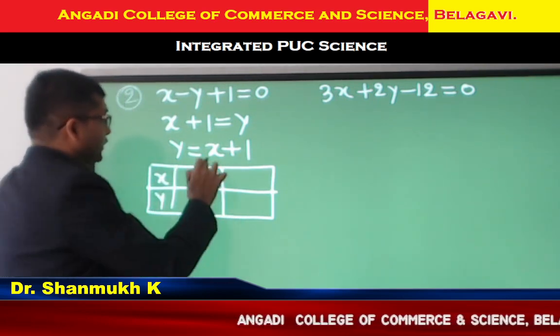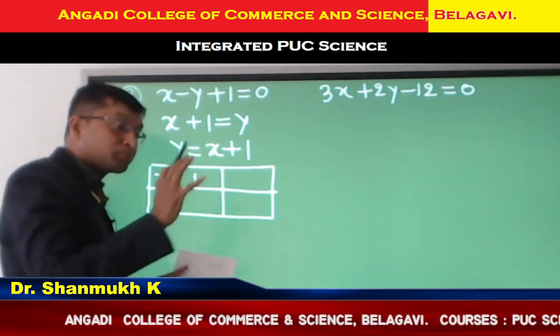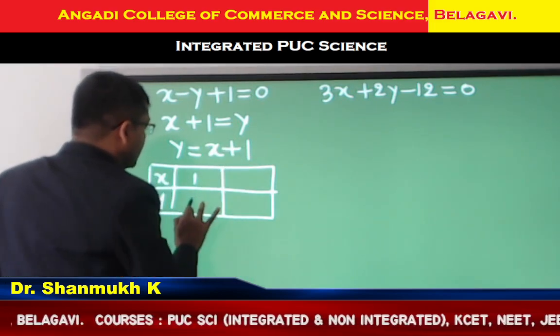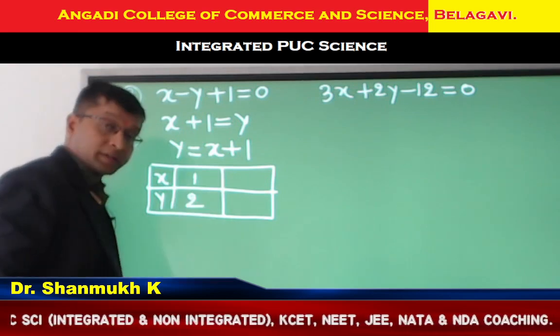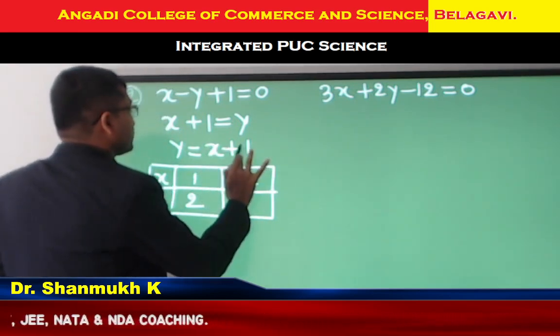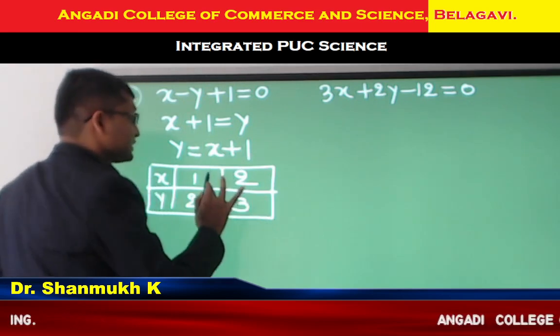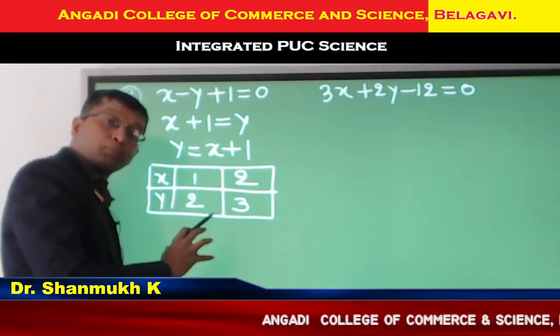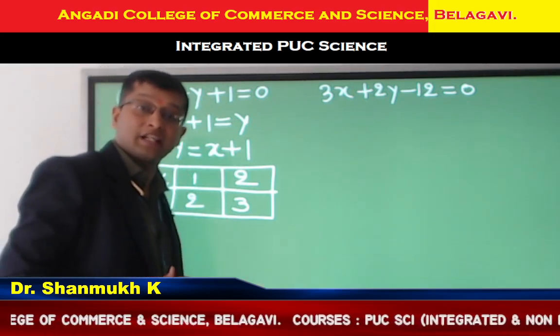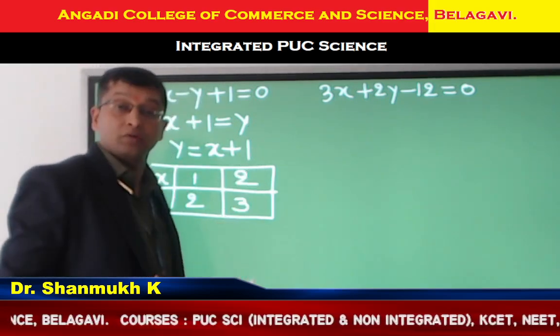So here we take x as 1. Simple values we need to take. X as 1, 1 plus 1, 2 we get, y equal to 2. Next we take x as 2, 2 plus 1, 3, y will become 3. So a minimum of 2 points are required to draw the graph. We have studied in the previous example, the same procedure we need to use.